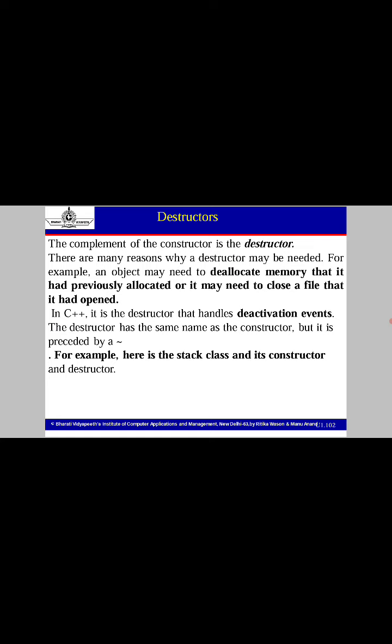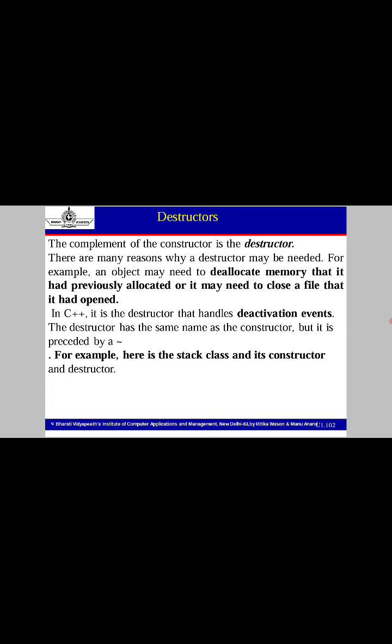Destructors. The complement of the constructor is the destructor. There are many reasons why a destructor may be needed. For example, an object may need to deallocate memory that it had previously allocated, or it may need to close a file that it had opened. In C++, it is the destructor that handles deactivation events. The destructor has the same name as the constructor, but it is preceded by a tilde symbol.